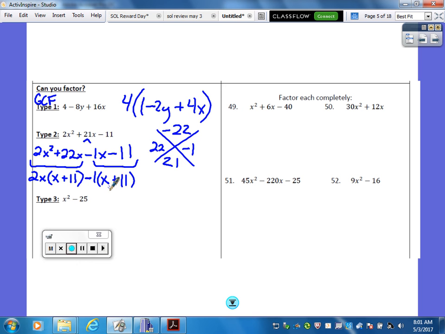Alright, we've got all our answers here. You just need to write it properly. We've got 2x and negative 1. That's the outside, so this part and this part go together. And then x plus 11, that inside part also goes together. So those are your two factors.